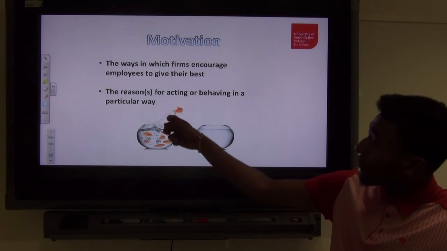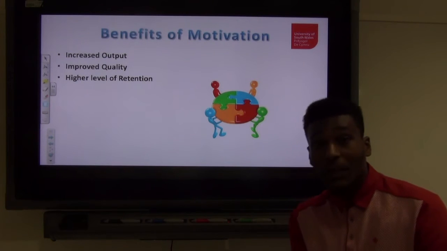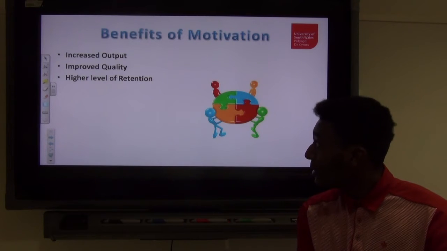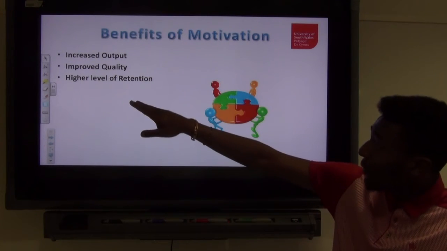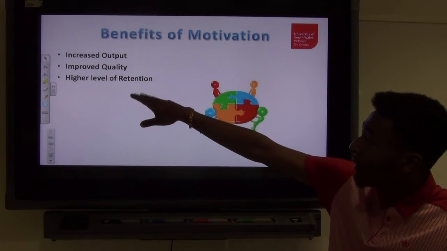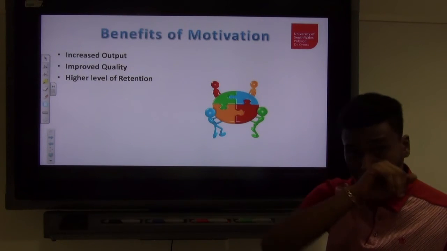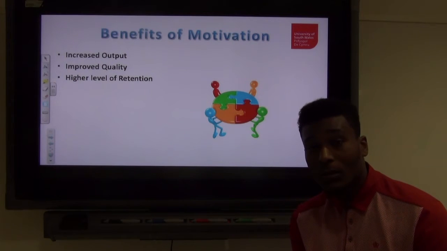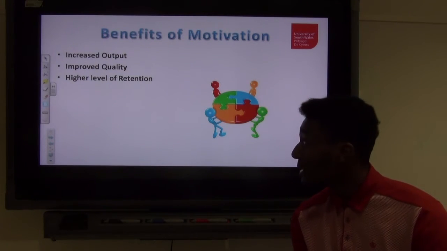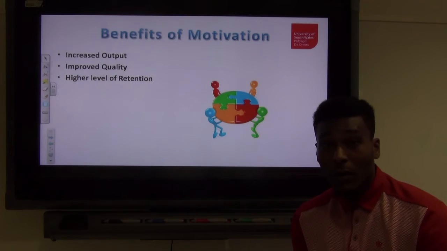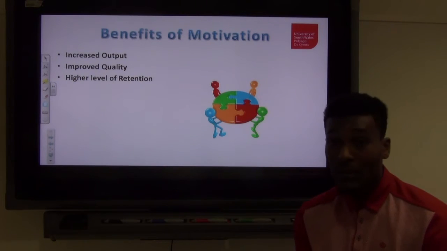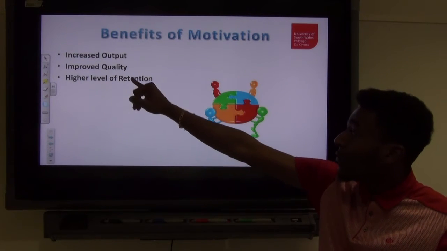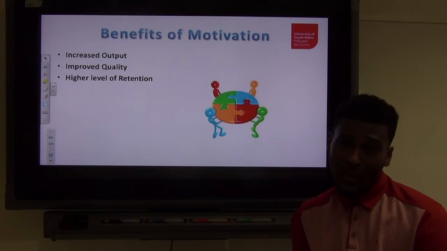Moving on, there are various benefits of motivation. Looking at it as a business student, we're looking at increased output, improved quality, and higher level of retention. Most successful and efficient teams take these factors into consideration, as they know that for them to be successful, they need all these three factors right here.